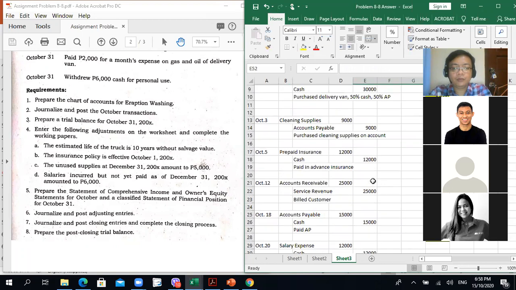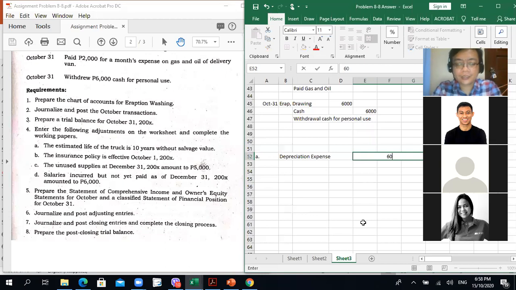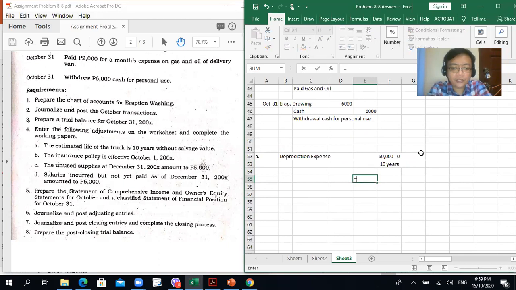Magkano ang acquisition cost ng delivery van? 60,000. Minus 0, because we have no salvage value. Then we divide it by the useful life. How many years? 10 years. So our depreciation here is 60,000 divided by 10, so you have 6,000.